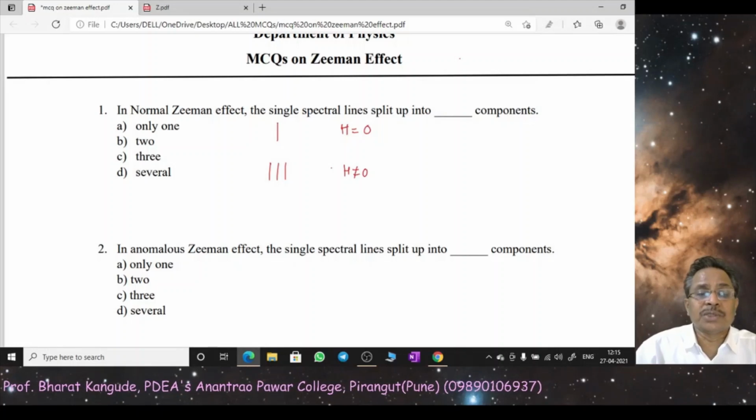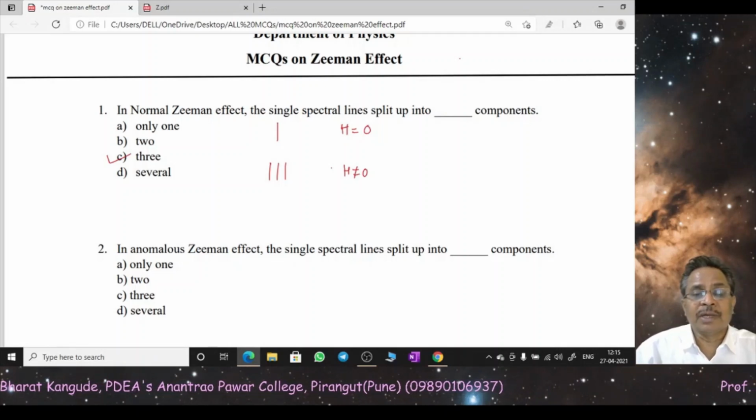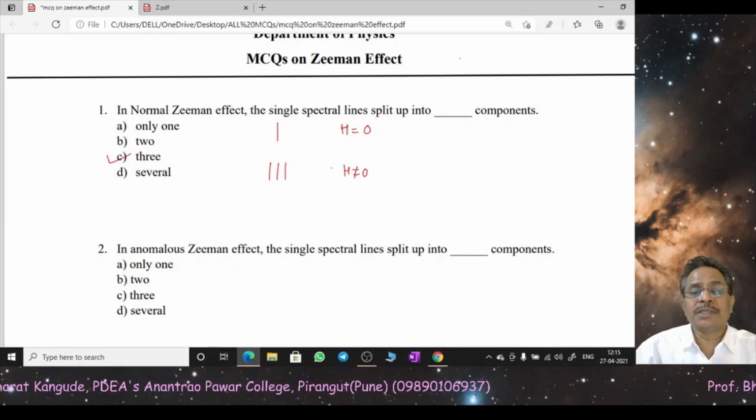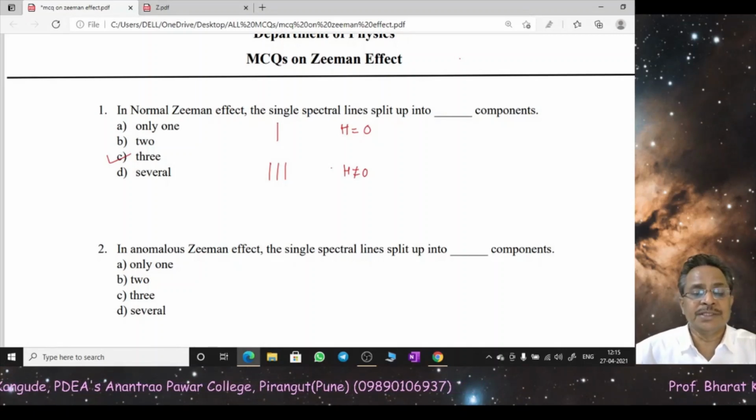Therefore, the correct option of this question number 1 is C, that is 3. So once again, in normal Zeeman effect, the single spectral line splits into 3 components, and therefore the correct option of question number 1 is C.